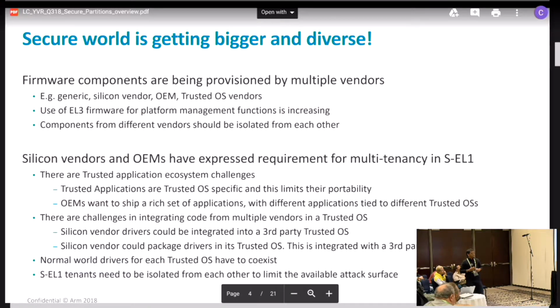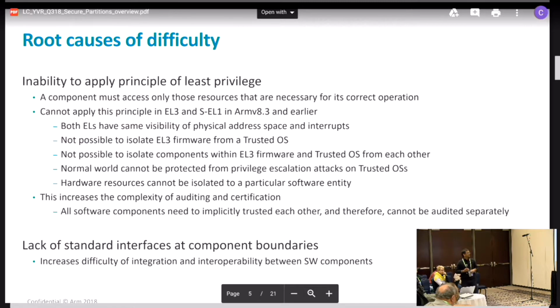Right, so the idea is that there needs to be isolation between these components that are being provided by various vendors. And on the ARM v8.3 architecture, it's not really possible. It's not possible to apply the principle of least privilege, where one component can only see what it absolutely needs to ensure its correct operation. And that's because EL3 and Secure EL1 have the same view of the physical address space and interrupts.